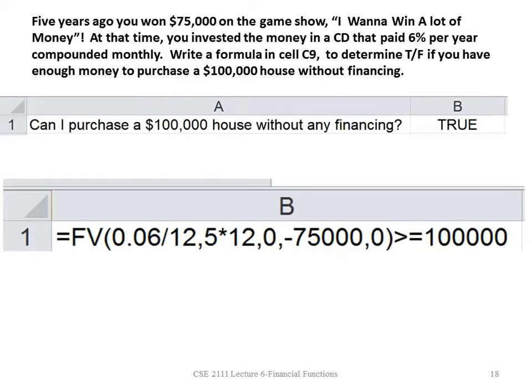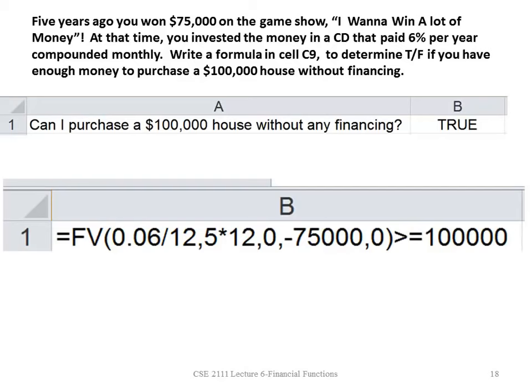5 years ago, you won $75,000 on the game show, I Want to Win a Lot of Money. At that time, you invested the money in a CD that paid 6% per year, compounded monthly. Write a formula in cell C9 to determine true or false if you have enough to purchase a $100,000 house without financing. Okay, so now we need to go back to that 5 years in time and see what we'd have now. So we have to use the future value function.